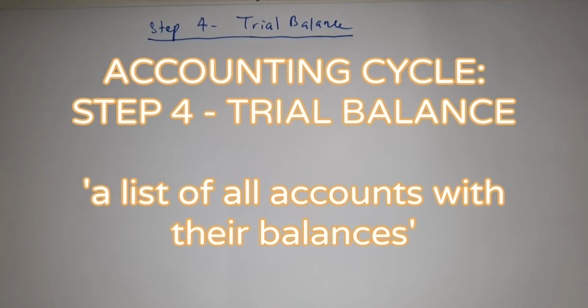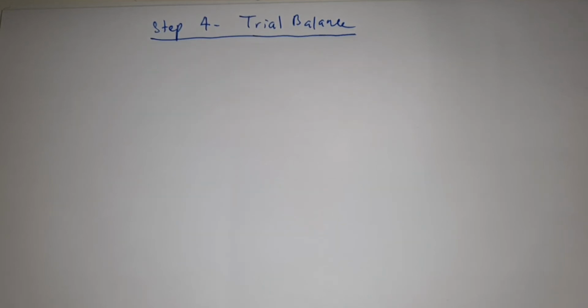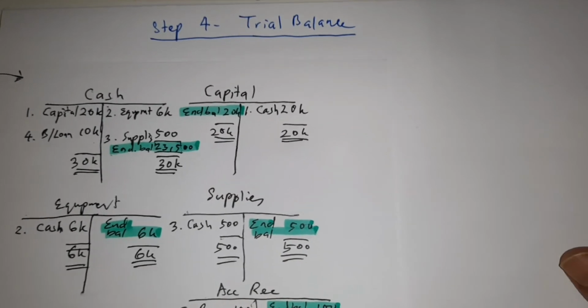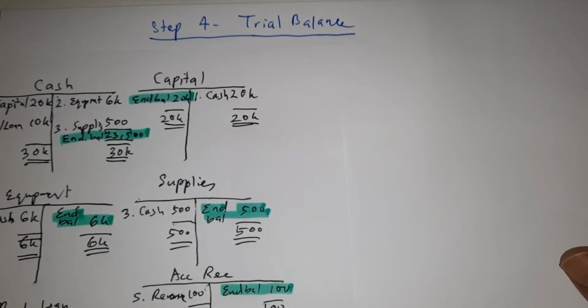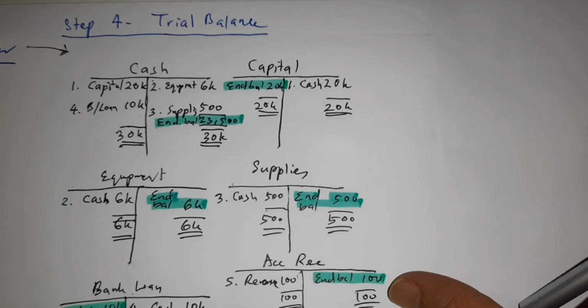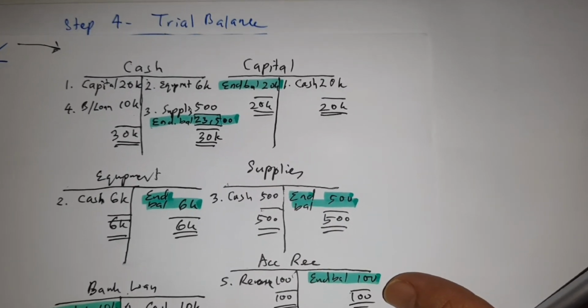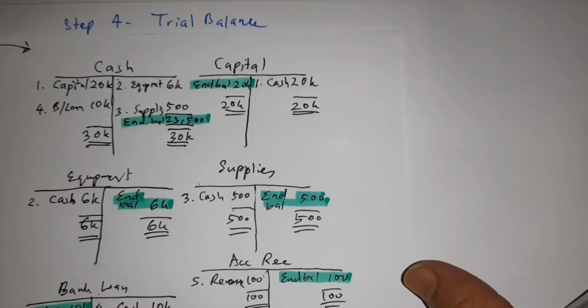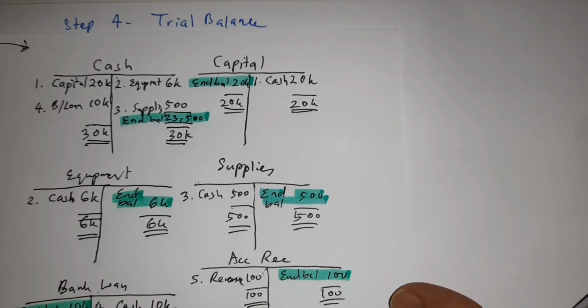Like I told you earlier, when you do a step in the accounting cycle, you have to refer to the previous step. So when you do this step 4, you have to refer to step 3. This is step 3. Step 3 is the step where you prepare the accounts, or you transfer journal entries into the accounts.